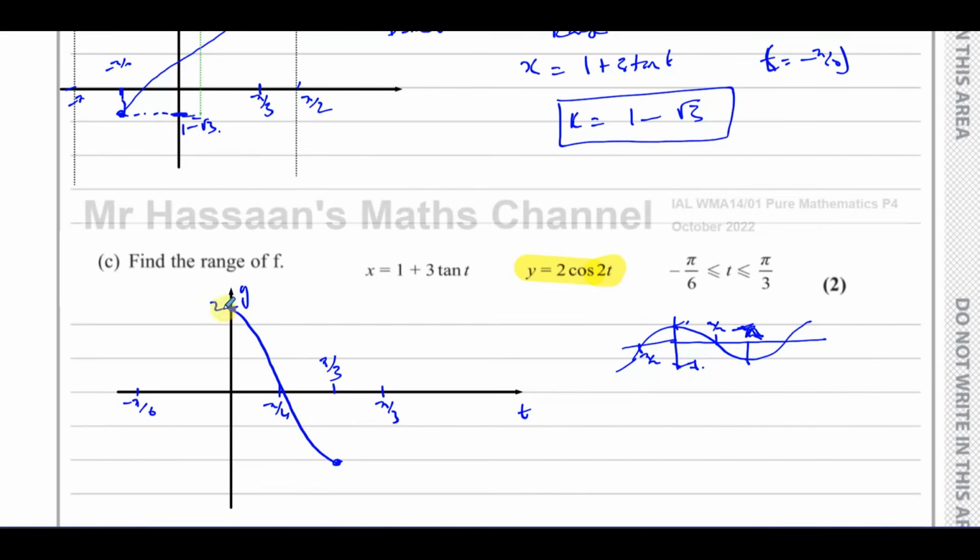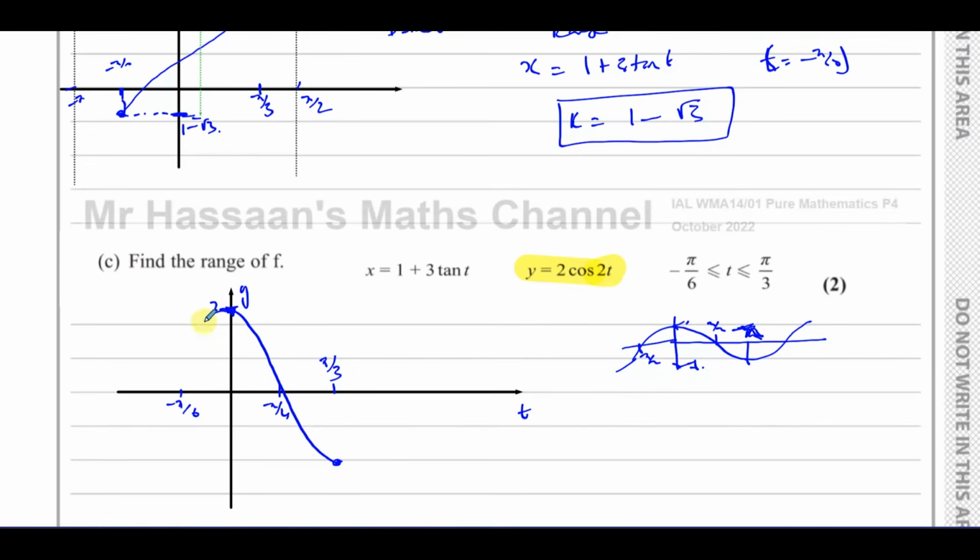And minus pi over 6 is going to stop over here somewhere. Just move this along here. It's going to have this kind of look to it. That's going to be minus pi over 6 on this side.